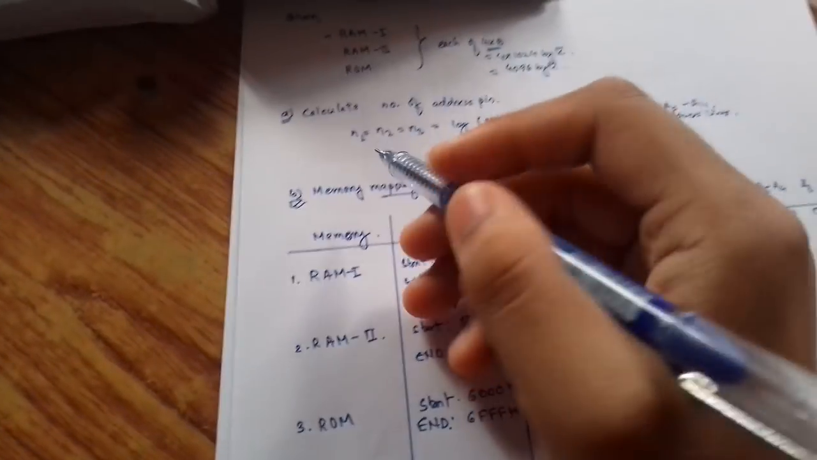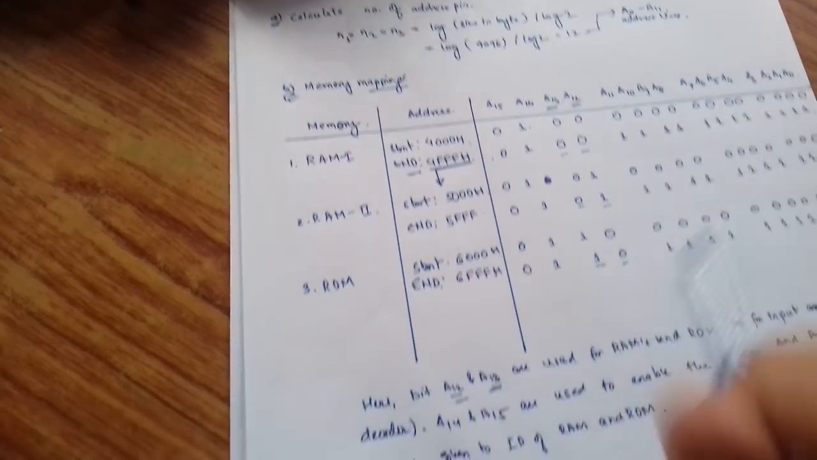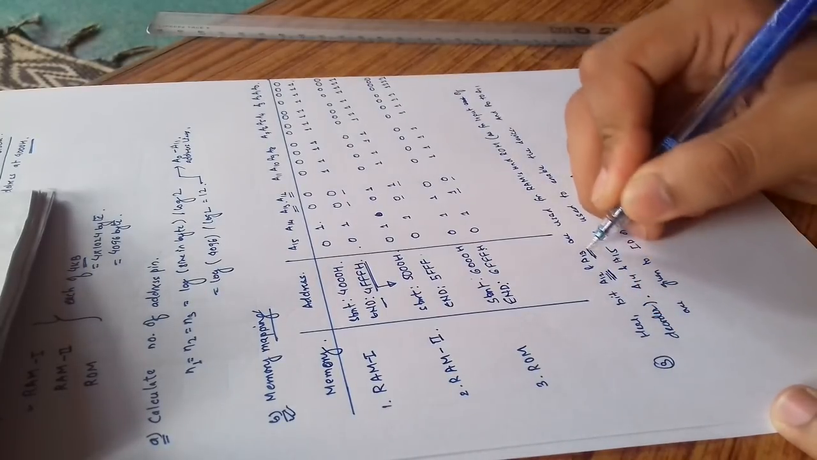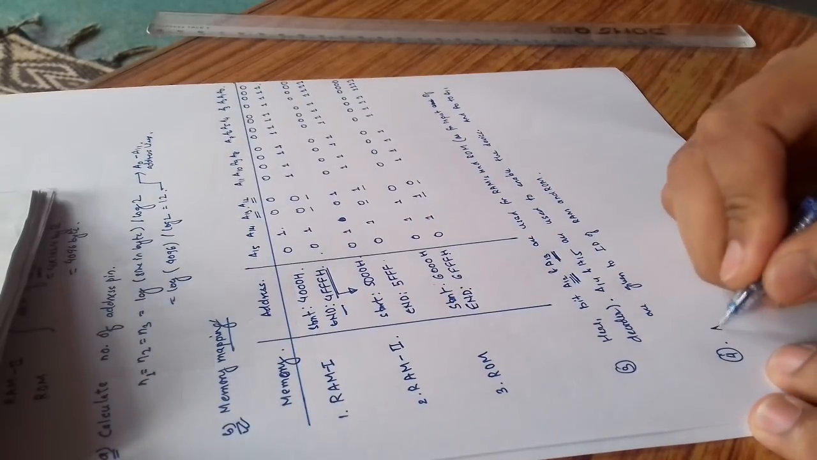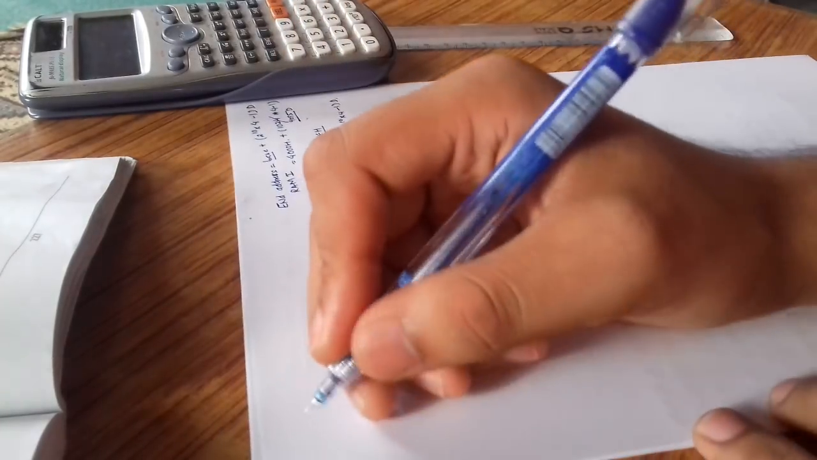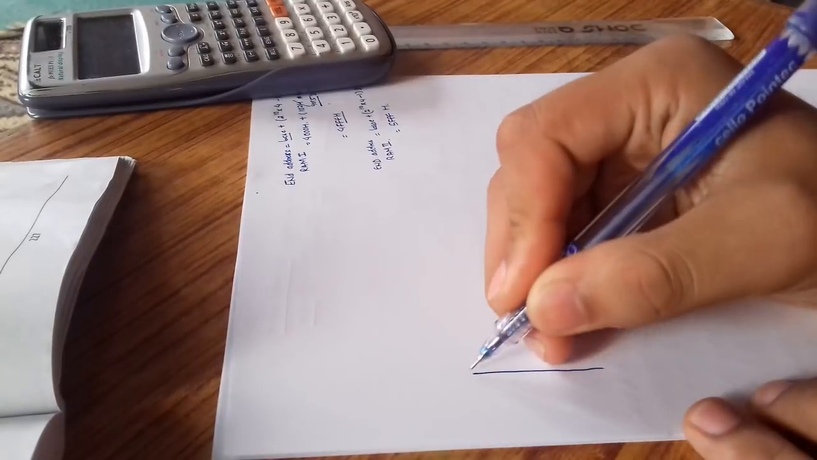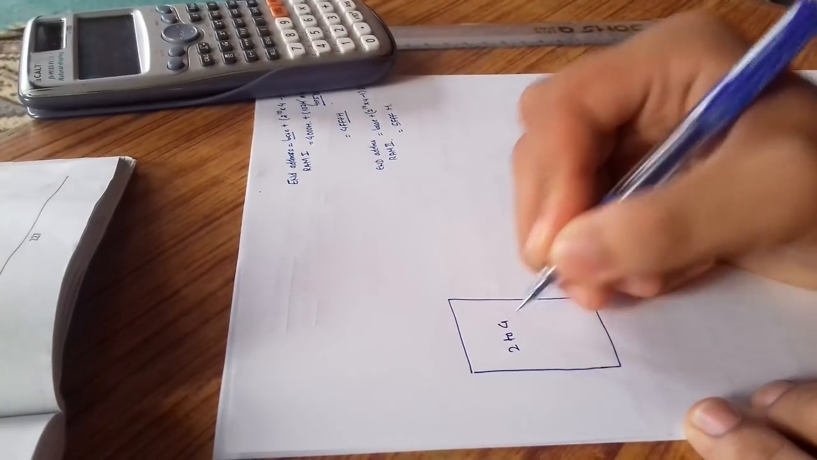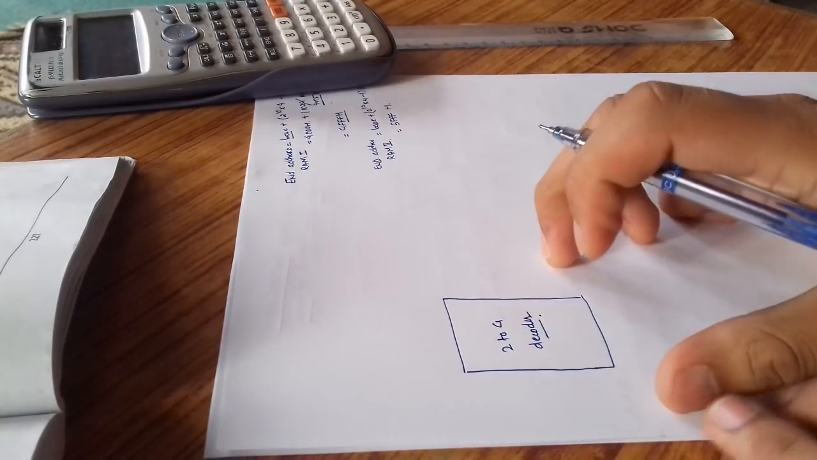Till now, we first calculated the address pins, and we made a memory mapping table. In the third step, we decided the decoder pins, that is A14 and A13. Now in the fourth step, we draw the address decoding circuit. First, we make the block that we need, that is a decoder. We have two select lines, so a 2:4 decoder is what we need.